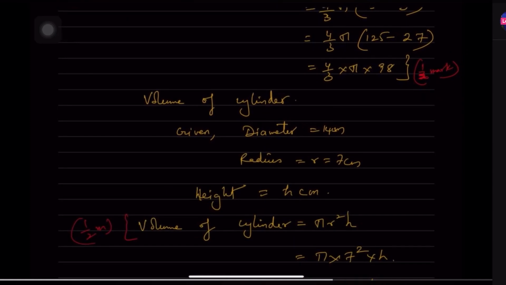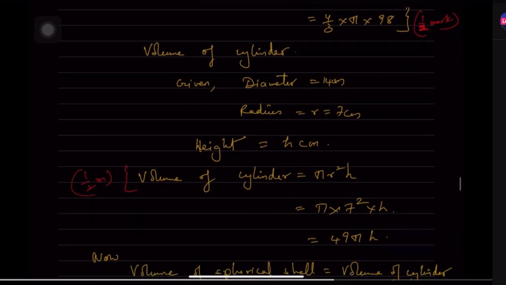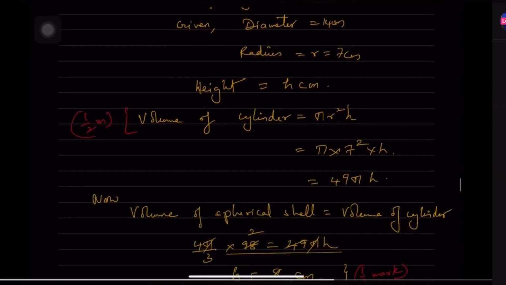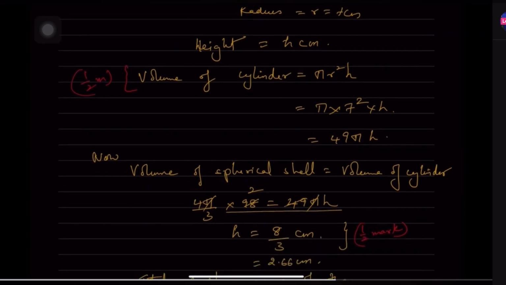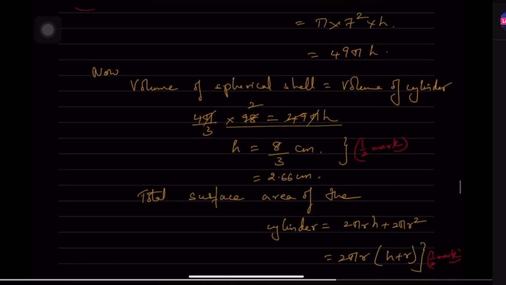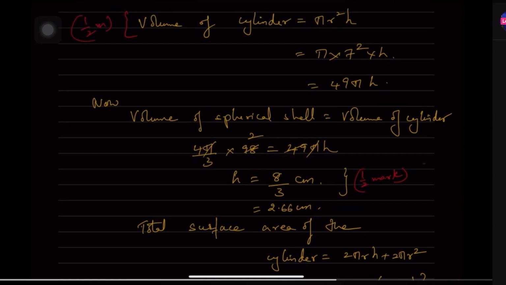For the volume of cylinder, given diameter is 14 centimeters, radius r is equal to 7 centimeters, height is h centimeters. We have to find out the height of that. Volume of cylinder is pi r square h is the formula. So putting in that, you're getting pi into 7 square into h, which is 49 pi h. Now volume of spherical shell is equal to volume of cylinder, which implies that you're getting here 4 pi by 3 into 98 is equal to 49 pi h.